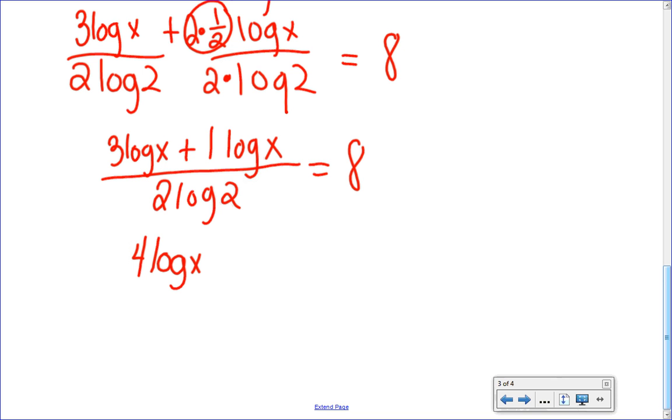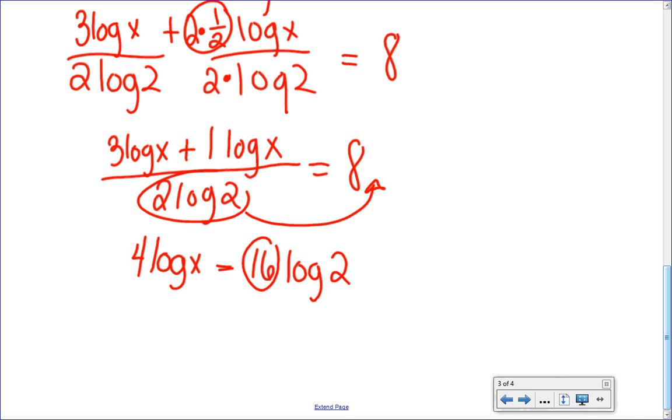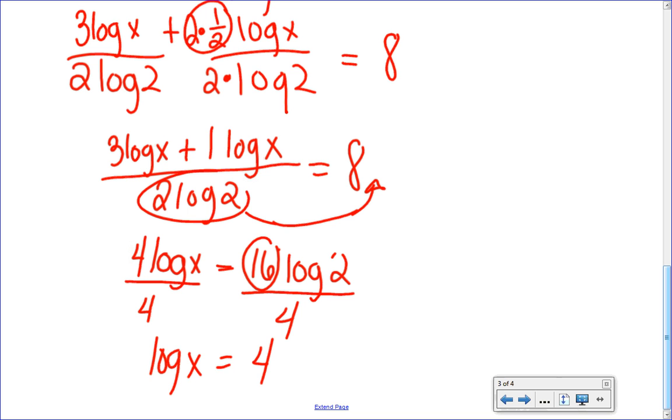And actually we can multiply the entire denominator over to the other side. So we've got 16 log of 2. And if you want, you could even put that power of 16 up, or you can leave it as it is. It doesn't really matter. I think I'm going to leave it because we're going to be dividing by 4. So we divide both sides by 4. We've got log of x is equal to 4 log of 2.